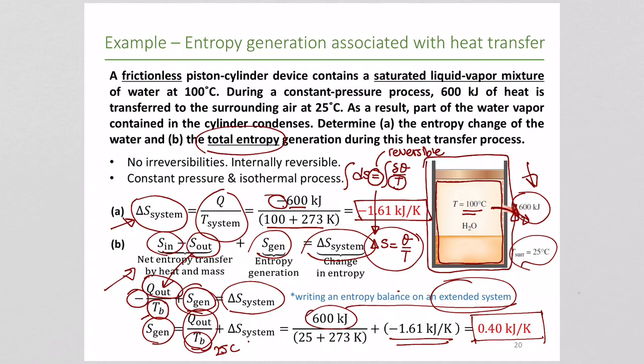And notice that even though the system decreases its entropy because the heat is getting out, when you include the extended system, you see actually entropy is increasing. This tells you that even though the system is internally reversible, when you actually look at the surroundings, you are increasing the entropy of the surroundings. So in total, entropy is always increasing.